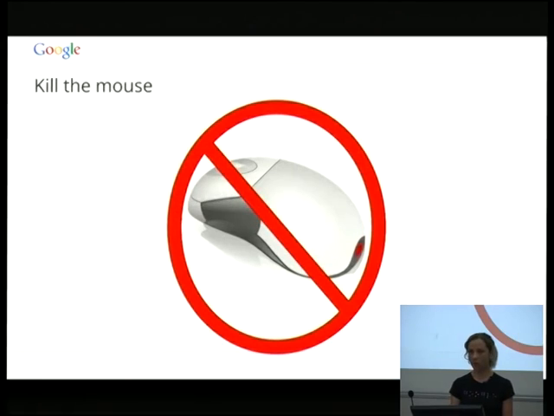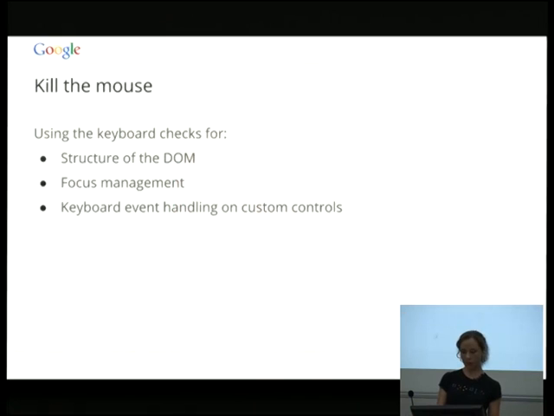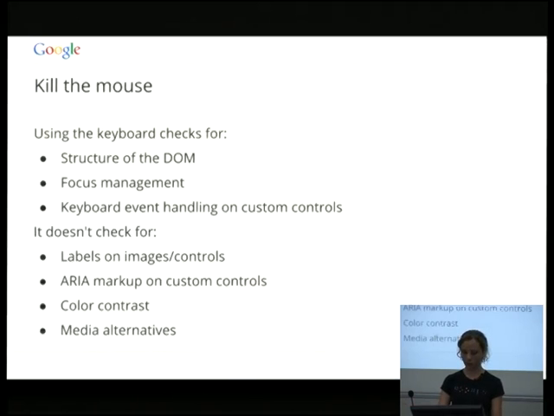So when we start manually testing accessibility and exploring what accessibility our app has, first thing to do is kill the mouse. Like I said, addressing keyboard-only usability is going to get you a long way towards complete accessibility. Using the keyboard only checks for the structure of the DOM, so whether things are in a sensible tab order. It checks for focus management and also whether your focus is visible. And it's going to check for keyboard event handling on custom controls.